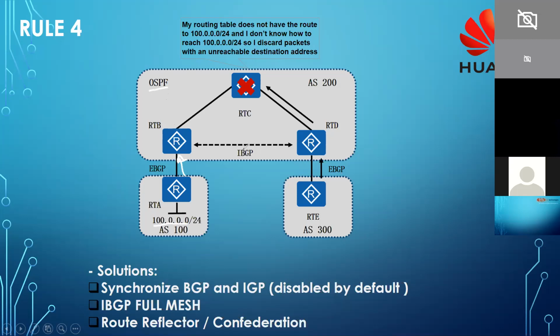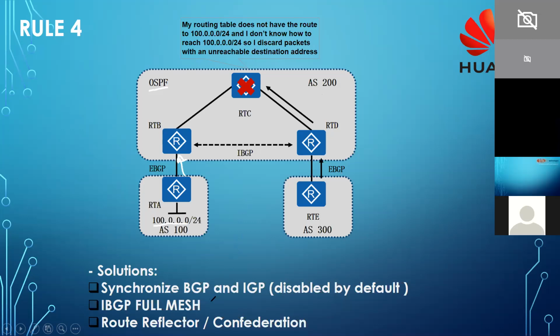So in other terms, we need to redistribute or import routes from BGP to OSPF. So the IGP needs a full view in its routing table. The routes that are in BGP, we need these routes in the routing table in all our routers, and this is not efficient at all.